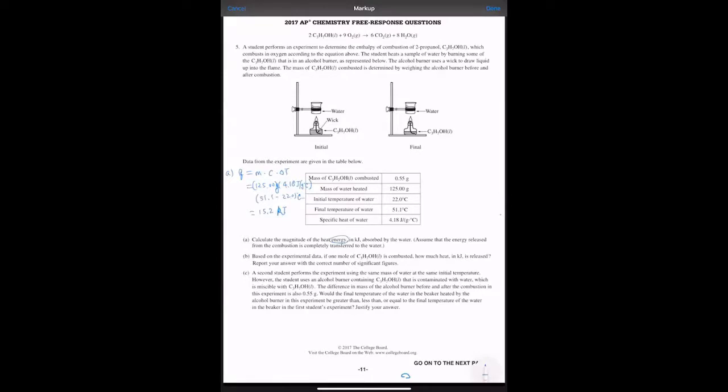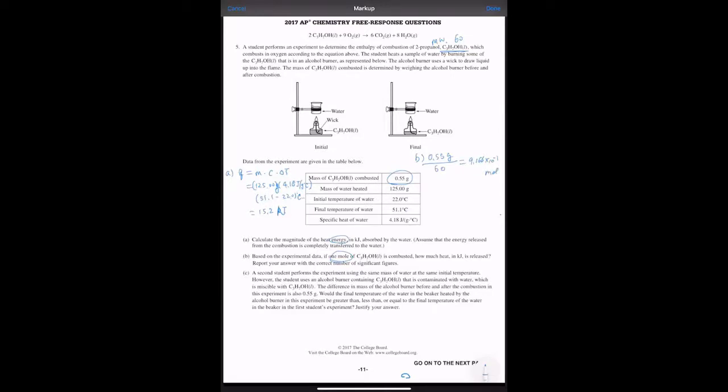For part B, based on the experimental data, how much heat is released when 1 mole of propanol is combusted? From the experimental data, we know the mass of the propanol involved in this process is 0.55 grams. This is a very small amount. So we can find the number of moles of propanol involved: 0.55 gram divided by the molecular weight of propanol, which equals 60. That gives the number of moles as 9.166 times 10 to the -3 mole.